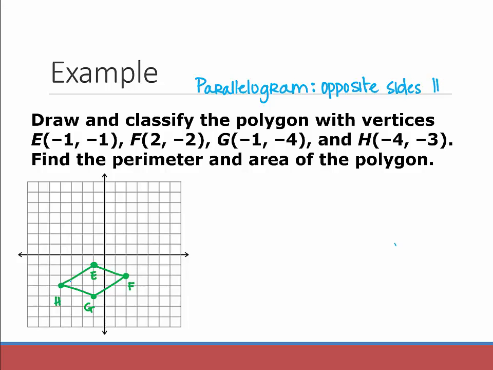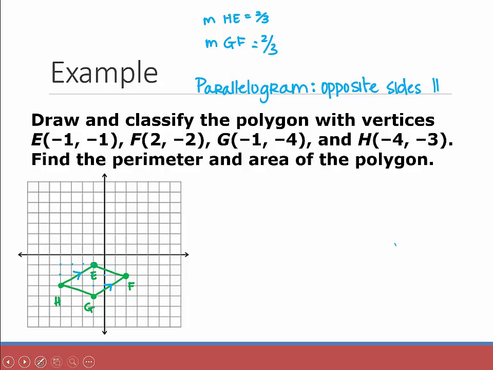So let's find the slope of the opposite sides. If I'm looking at HE, it goes up 1, 2 over 1, 2, 3. So slope of HE is 2/3. Now the opposite one, GF, should be the same, up 1, 2 over 1, 2, 3. So we know these two are parallel.